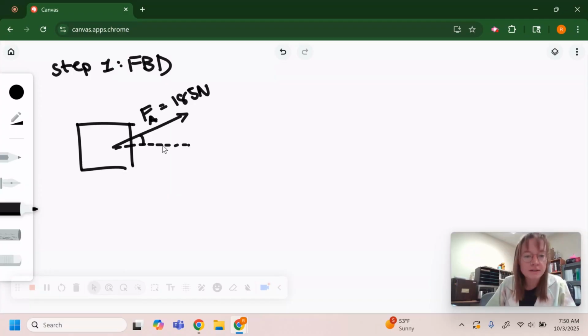When it says 25 degrees above the horizontal, if this is the horizontal line right here, that means that the angle between the horizontal line, which I just made up with a dotted line, and the force here is 25 degrees. So we can label that here.